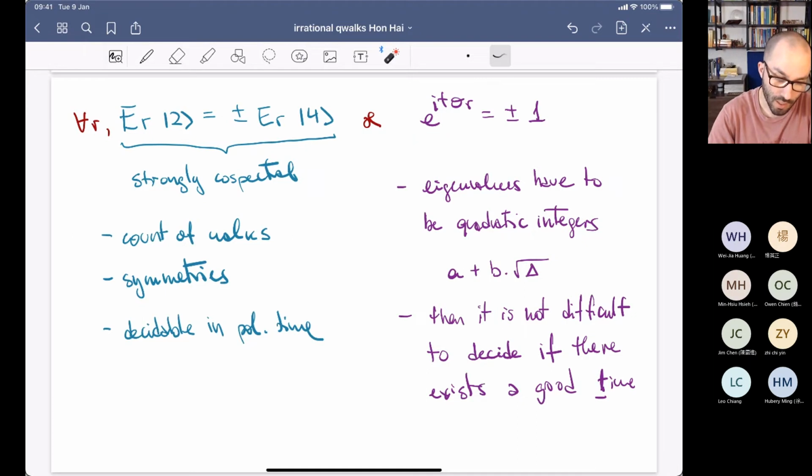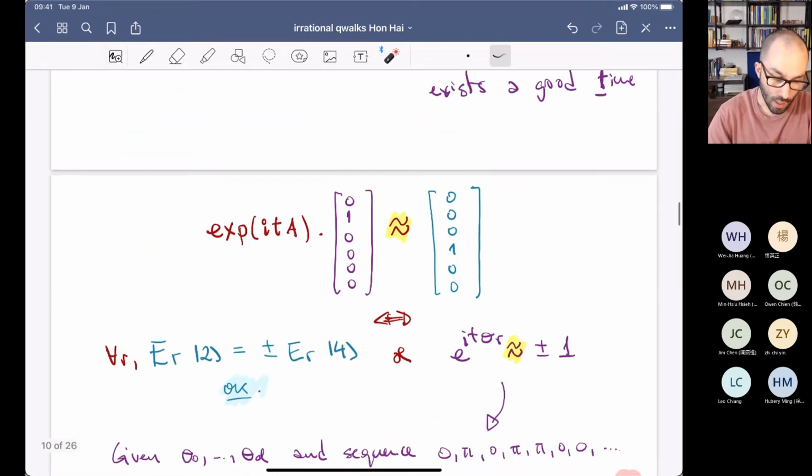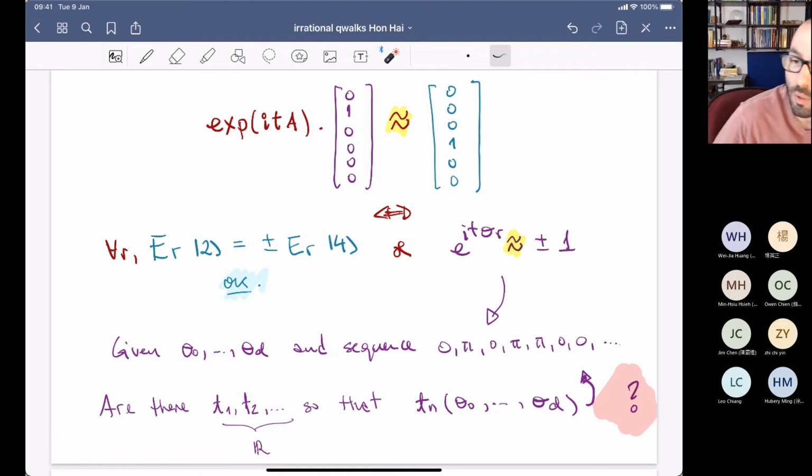This condition here basically implies that the eigenvalues have to be quadratic integers. This is a result due to Chris Godsil in 2012 or something. It means that they have to be written in this particular fashion. And then once you understand this, it's not difficult, actually, to decide whether or not there is a time t that will solve these equations plus or minus 1 for each particular choice you want. Okay. Now, the main topic of this talk is very good state transfer, which is, well, a perfect state transfer.